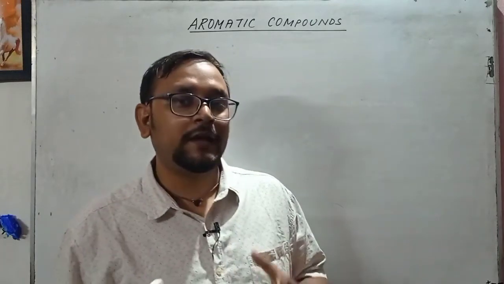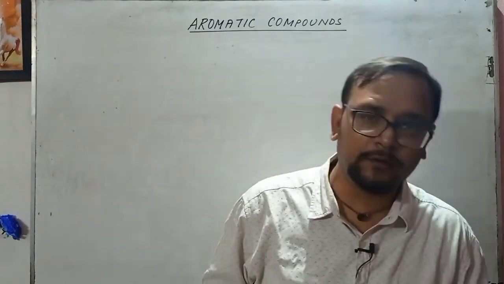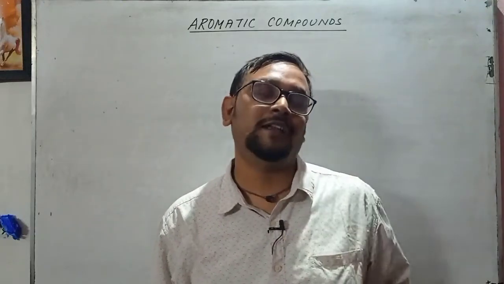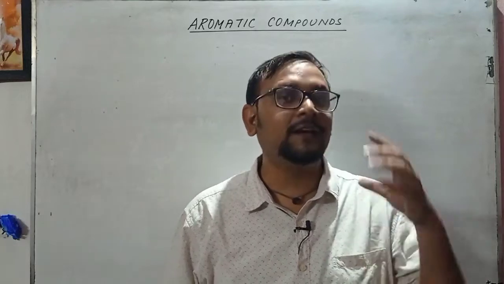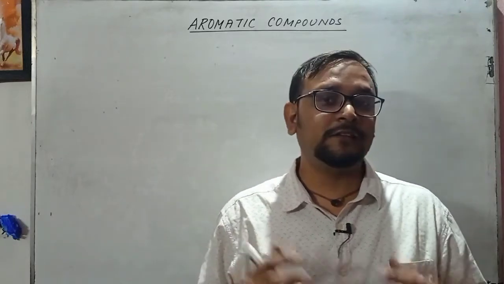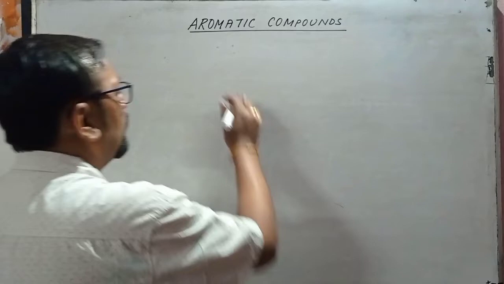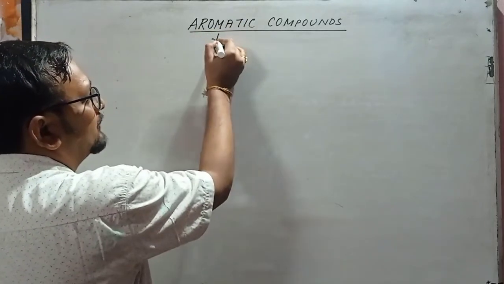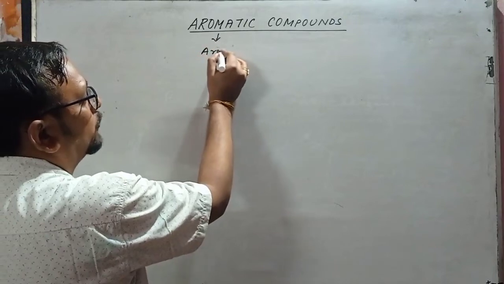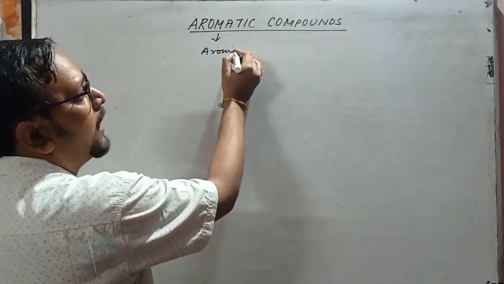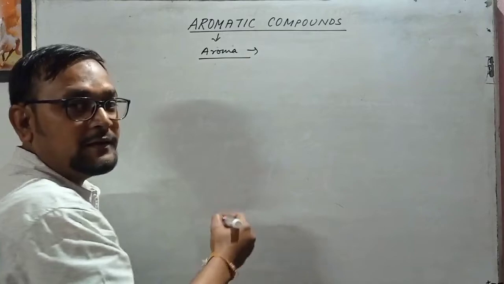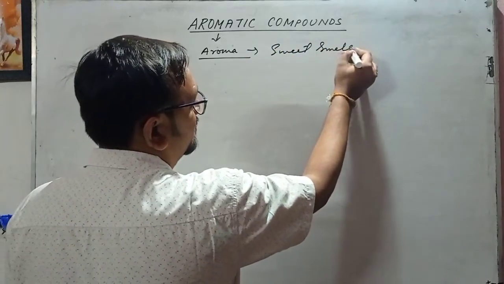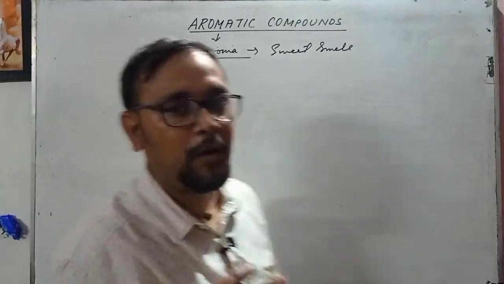My dear students, today I came up with a very important topic, that is aromatic compounds and how to identify an aromatic compound, right? So let's start. Now, what are aromatics? See, the name itself states aromatic. The word aromatic came from the word aroma. Now, what does this aroma mean? Aroma means sweet smell, or pleasant smelling compound.